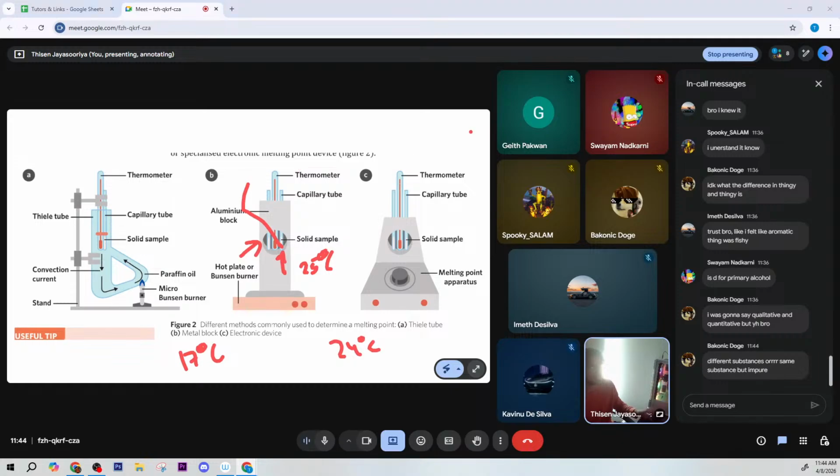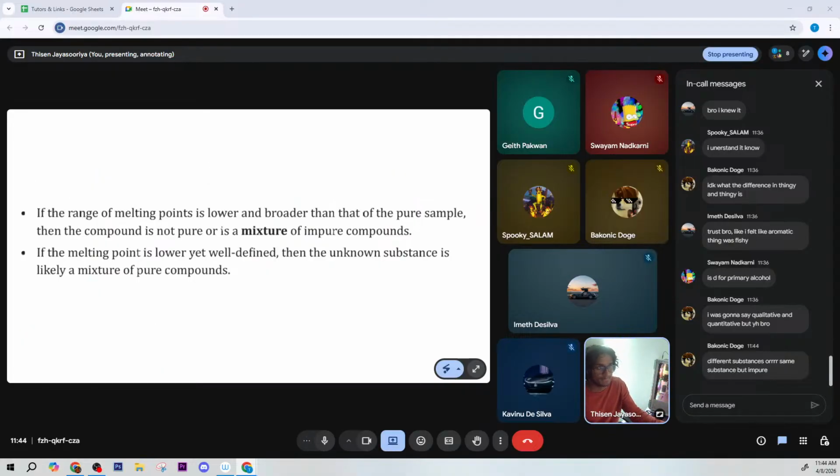This test helps you determine the purity of a substance. That's the goal of this test, to determine the purity of a substance. And we determine the purity by using the melting point. So this is basically a summary of the slide, right? If the melting point is lower and broader than that of the pure substance, then the substance is not pure, it is a mixture, right? And if the melting point is lower, yet well-defined, then the unknown substance is likely a mixture of pure compounds, yeah?